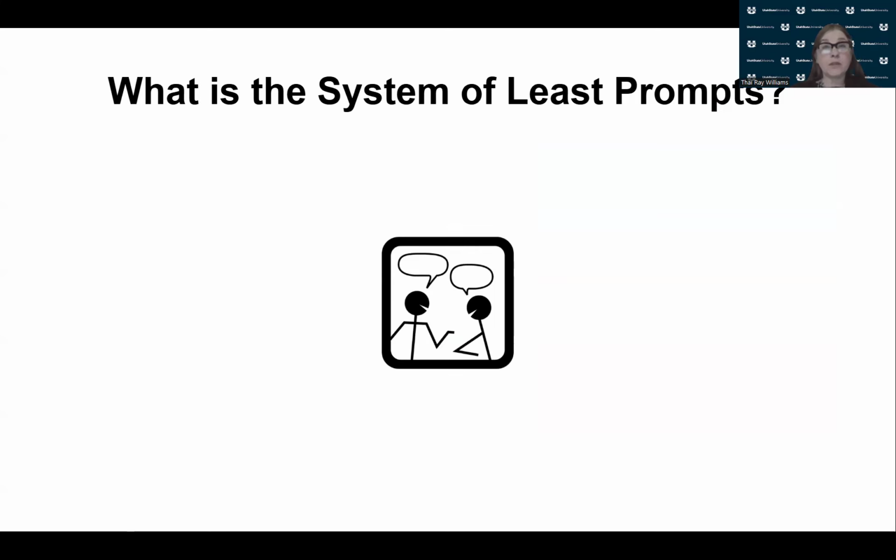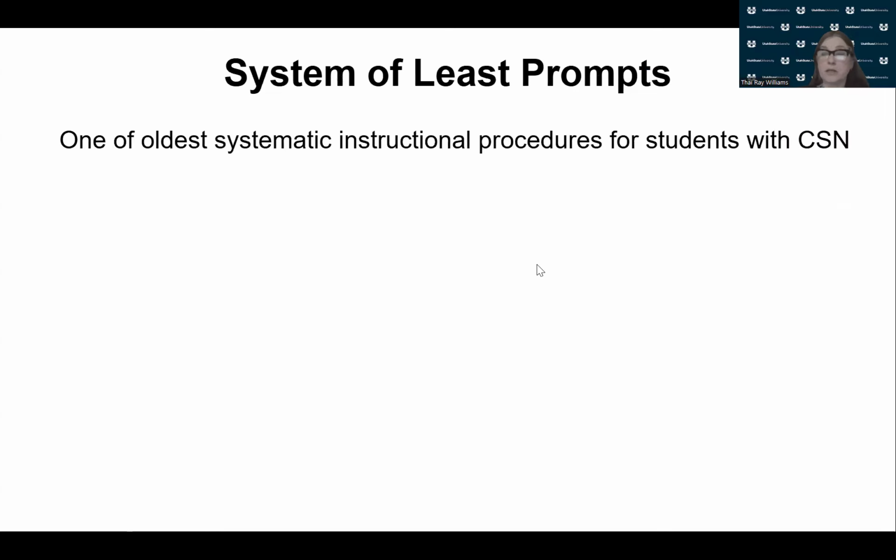All right, so hopefully you remembered some stuff from your readings for the week and from your applied behavior analysis course. When we're talking about the system of least prompts, what is it? Well, one of the cool things about it is it's one of the oldest systematic instructional procedures for students with complex support needs. It has been used for more than 50 years with this population successfully.